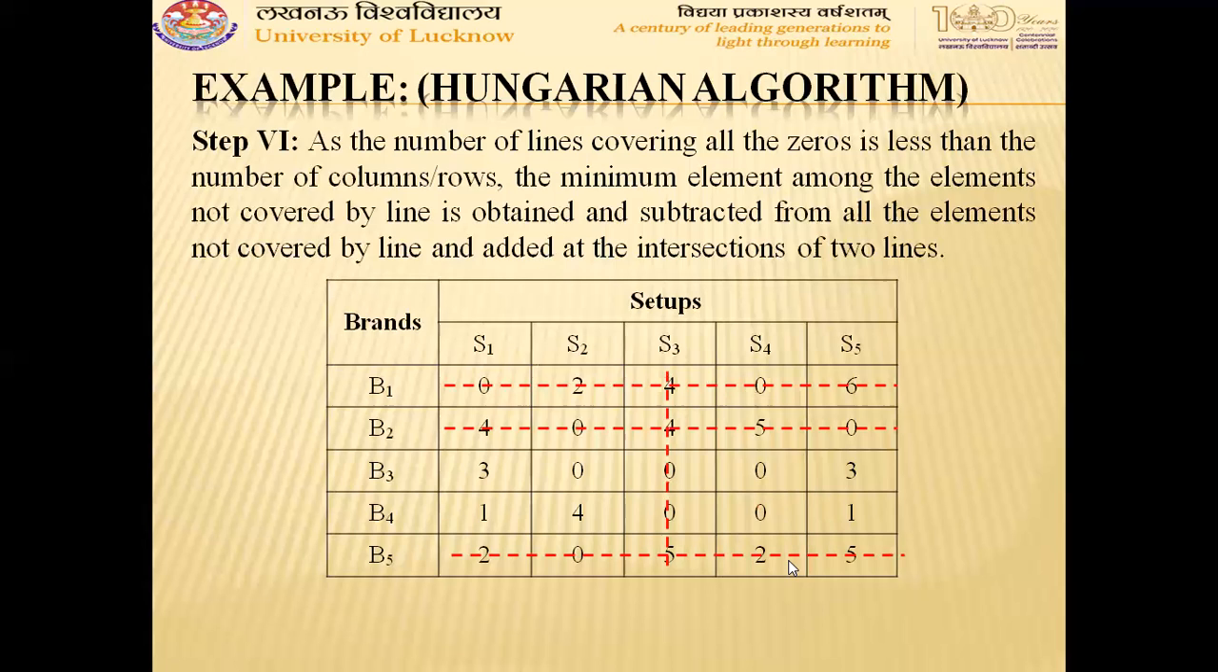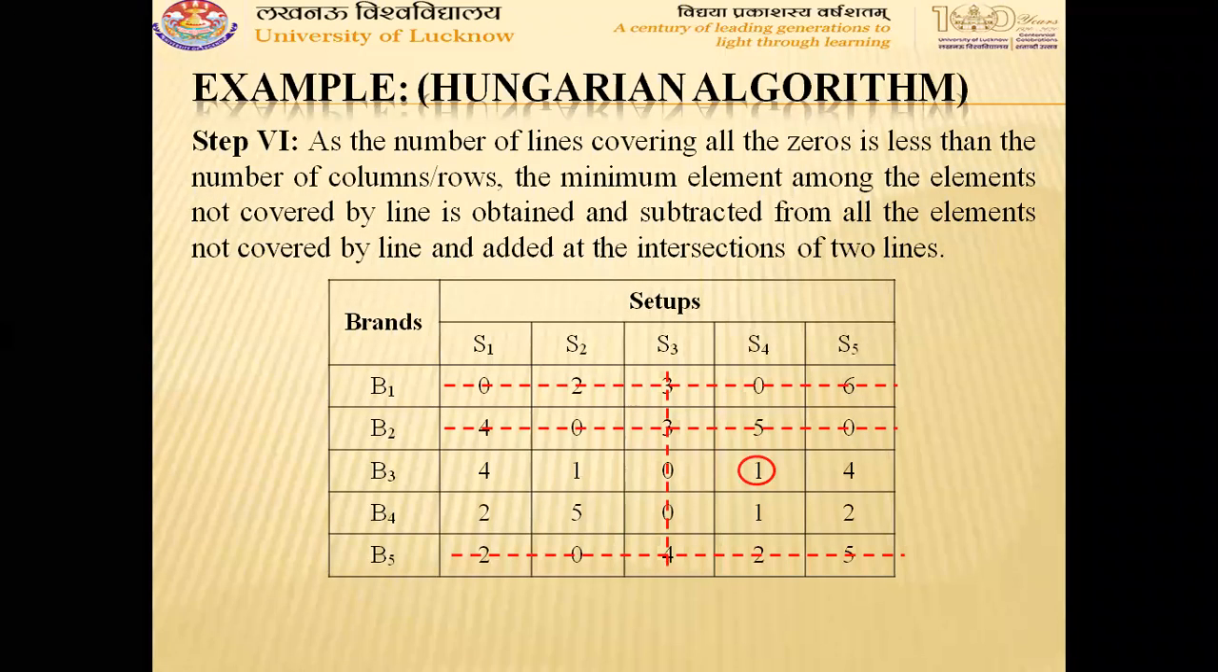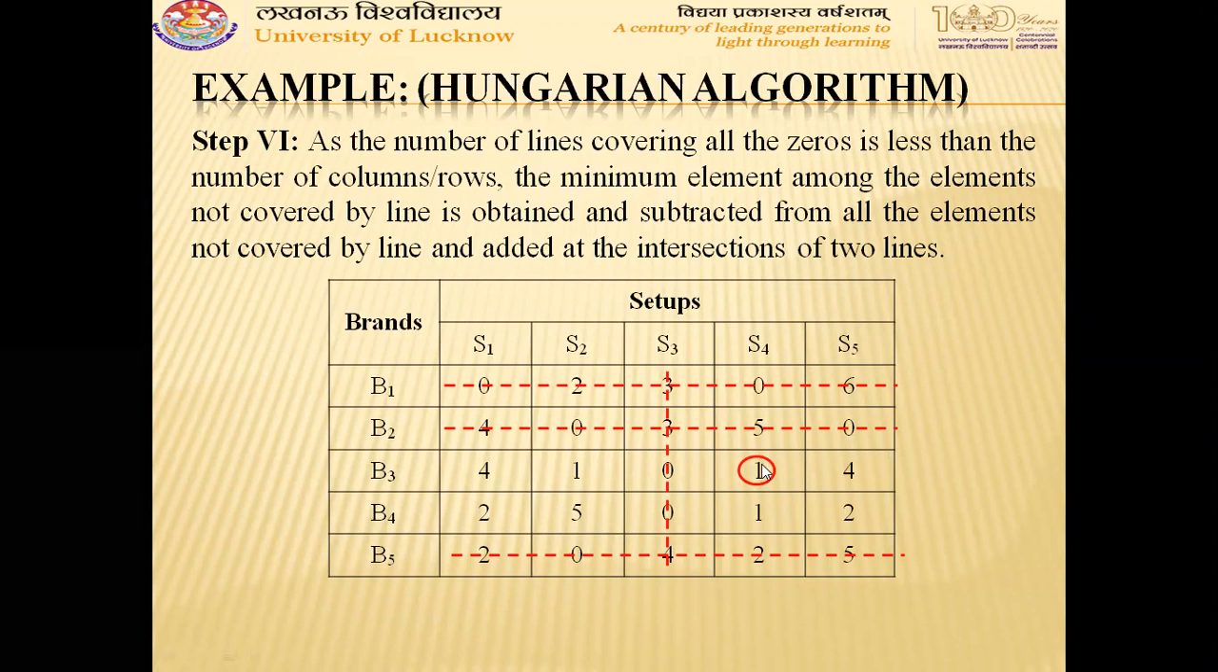That is, this type of table is obtained. And similarly, we add this one at the intersection of the two lines. Here you can see two lines are intersecting, so one is added here, it will become 4. Similarly, one is added here and one is added here, that is, at 3 points one is added and the other elements remain the same as before. That is, the table would become like this.